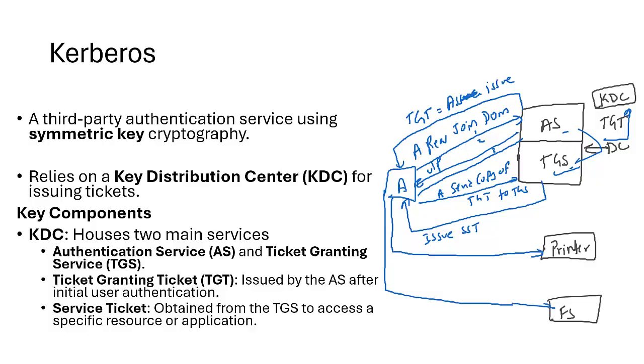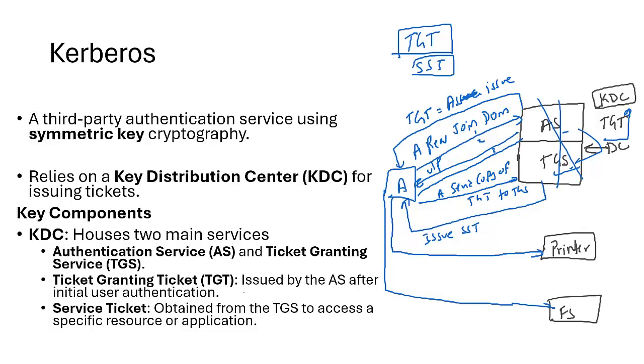So here we have two types of ticket. One is called a TGT, which you get once you log in. And to access the particular servers, every time we need to get an SST. Is it clear? So Kerberos is a third-party authentication service using symmetric cryptography. And here we have a KDC. KDC basically has two services, AS and TGS. So in this case, if the AS and TGS are down, everything is down. So it's very important to protect that.